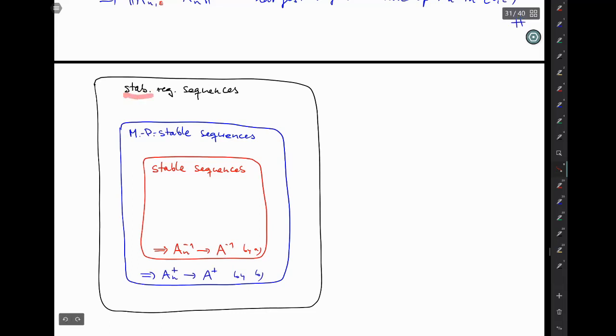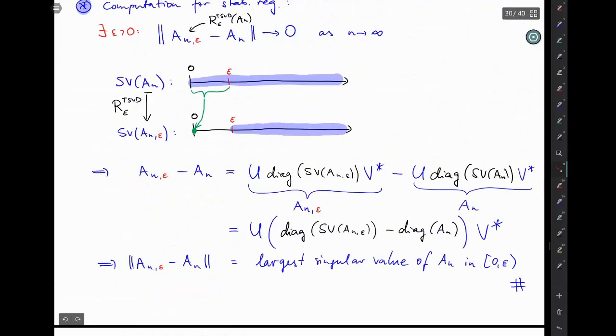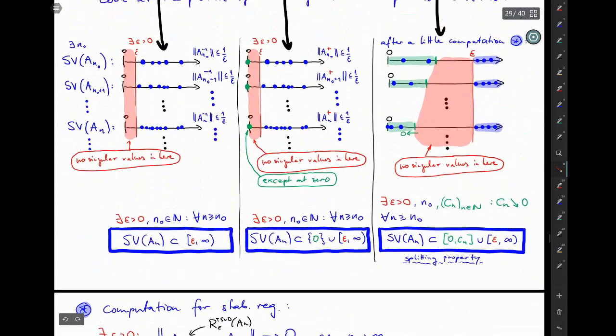And for these stably regularizable sequences, we have to TSVD regularize first before we get them into this Moore-Penrose stable situation, which is why you call them stably regularizable. You can regularize them to turn them into a stable, actually Moore-Penrose-stable sequence. And the little epsilon down here is just the epsilon that we use to bound our singular values uniformly away from 0 here.